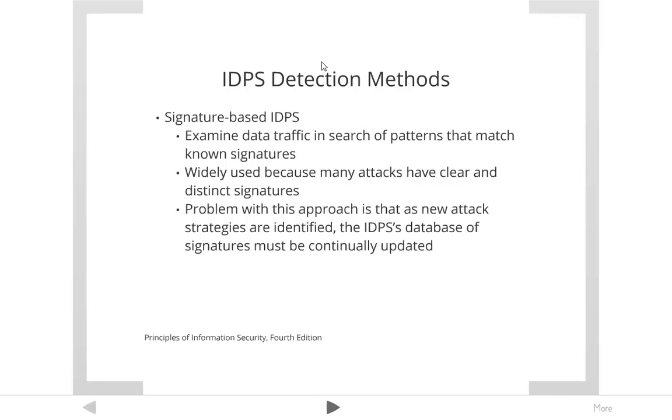All right, so now some of the detection methods. They can be signature-based. It means that we can examine the data traffic and we can look for patterns. So usually you will have a database of signatures, just like with viruses. There's a list of signatures. When you see a program, you get its hash. Oh, that looks like a virus.